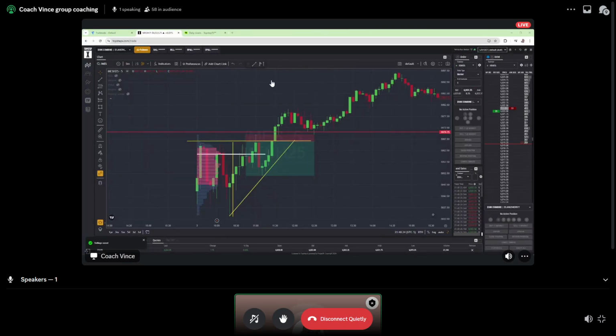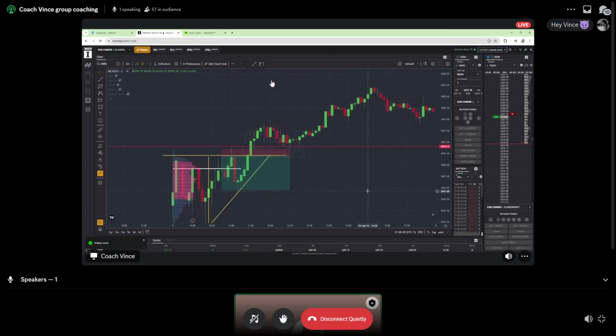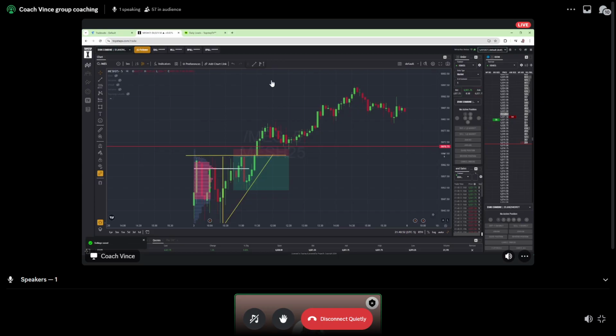Yes, Kev. Halfback is a beautiful opportunity. Halfway through the range, if you're on multiple lots, you might want to get one off, move to break even, and then put another one at value low. So at least you take one off with a profit, and then you move the other one to BE.